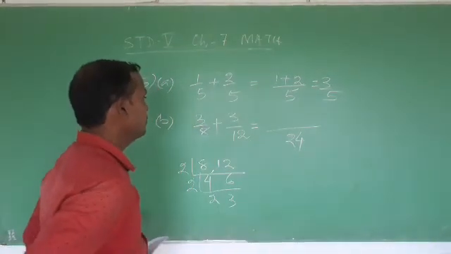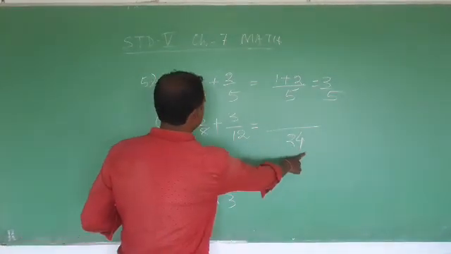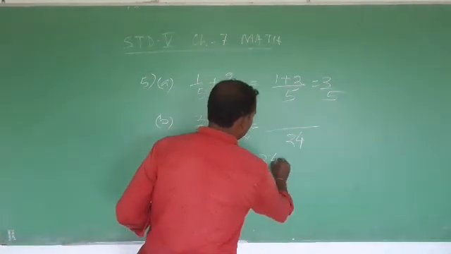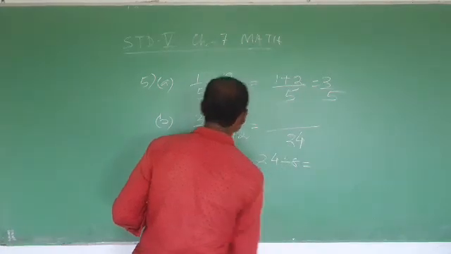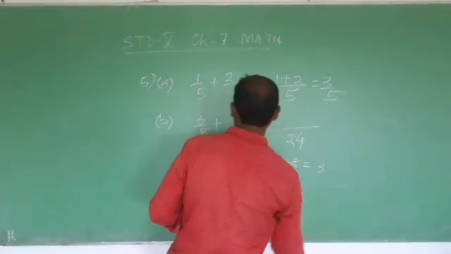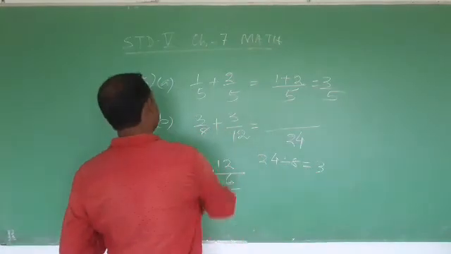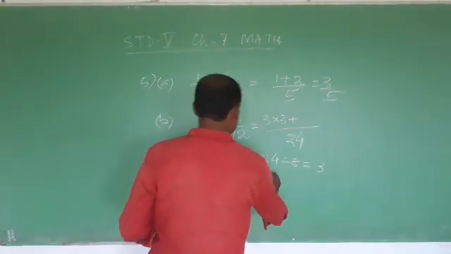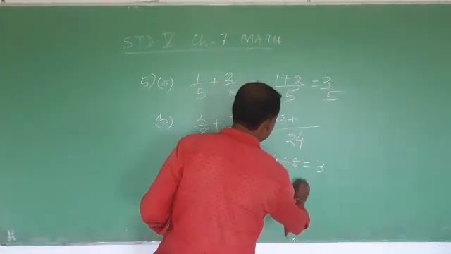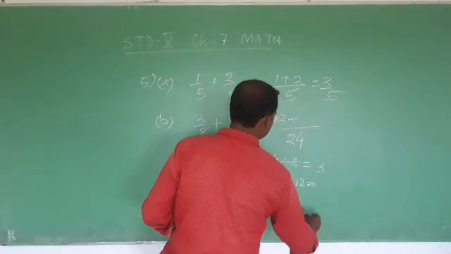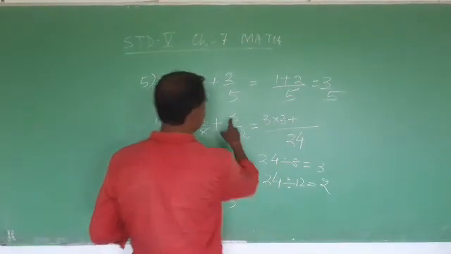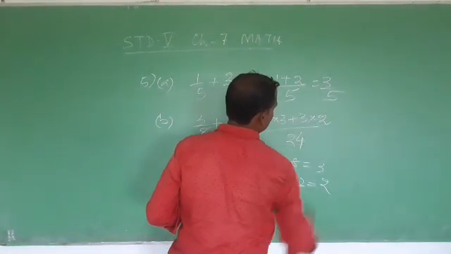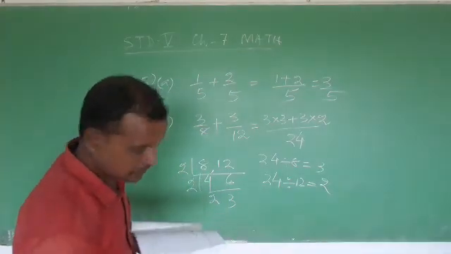Now what will you do? Divide 24 by the denominator of the first fraction, by 8. 24 divided by 8 equals 3. Now you multiply 3 with the numerator, 3 into 3, plus again divide 24 by 12 and the quotient is 2. Now you multiply 3 with 2, 3 into 2.